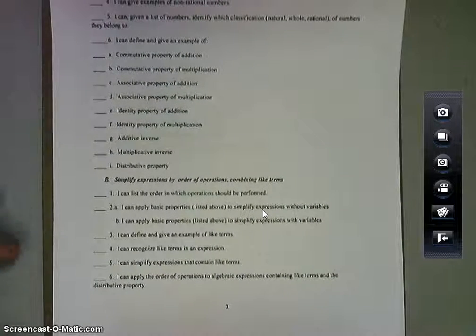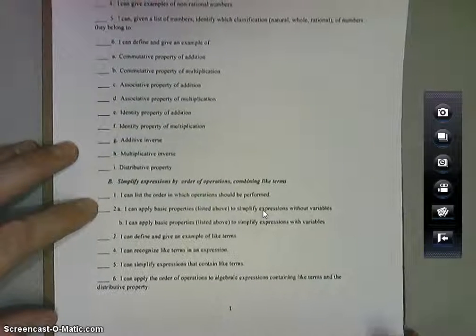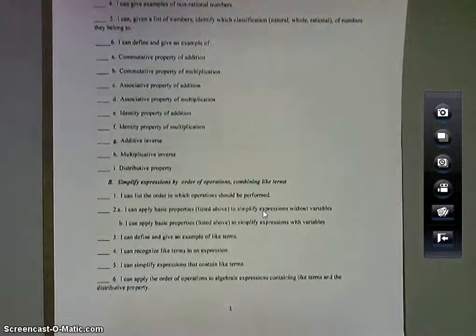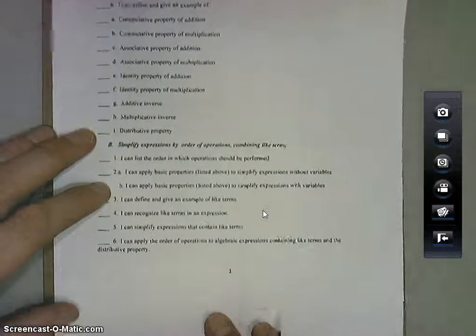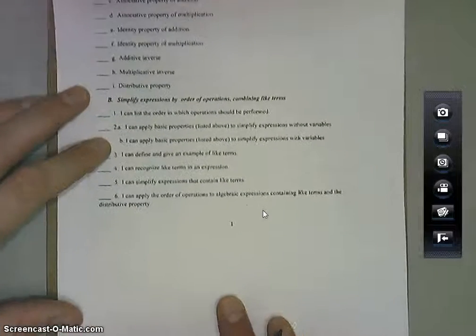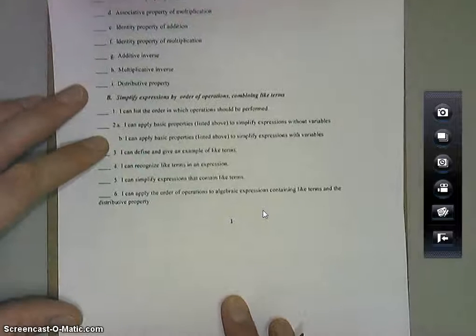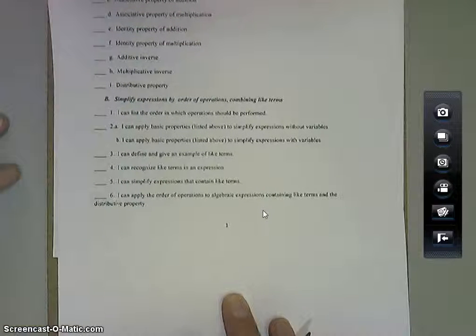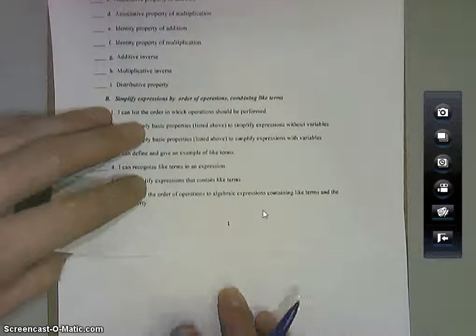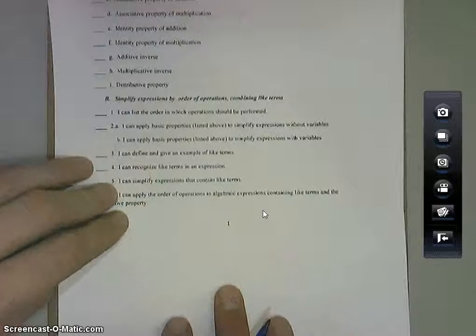The identity property, again, your identity is who you are. It's going to stay who you are no matter what. So whatever you do, adding or multiplying to a number A, it's got to keep A the same. And then the inverses, you're going to be doing the opposite. Order of operations, of course, is parentheses, exponents, multiplication, division, and then addition, subtraction.